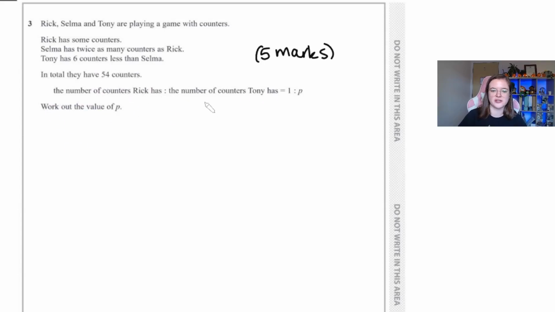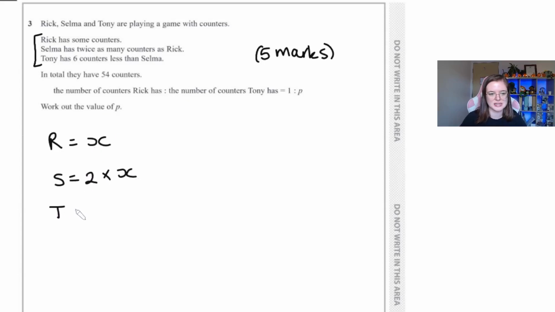So we need to know these numbers of counters, which is going to be based off of this info here. So everything is based off of Rick, we can see, because Rick has some counters, and then Selma has some counters in relation to Rick, then Tony has some in relation to Selma, so Tony links to Selma, Selma links to Rick, and then Rick is on his own. So I'm going to make Rick equal to x. That's how many counters that Rick has. Then Selma has twice as many counters as Rick, so Selma is going to have 2 times the amount of counters that Rick has, and Rick has x counters.